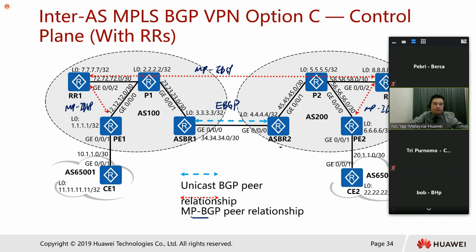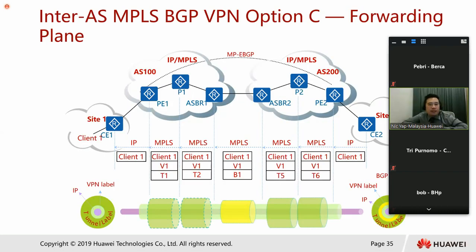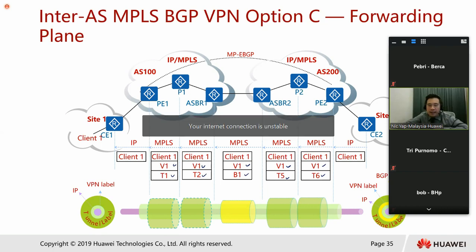Okay. So for the next one, this is on the forwarding plane. Under the forwarding plane, from the CE2 forwarding back to the CE1, client 1. This is what their process is being done from client 1 data. So they have two labels. We have V1, T6, V1, T1. So you can see that it's very straightforward. The inner and the outer just keep on doing pop, swap, and pop, swap.